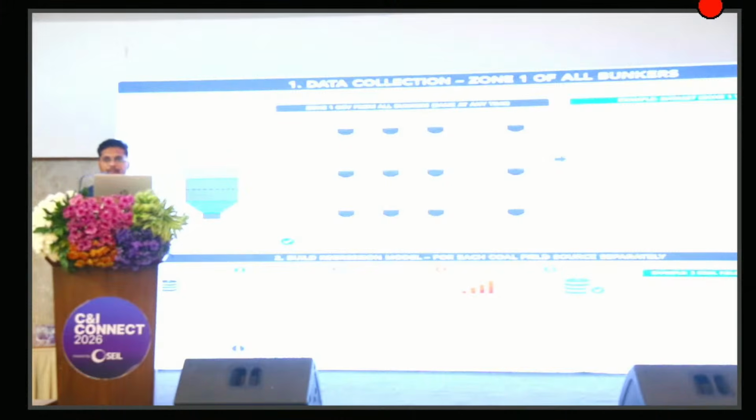So the relationship between the bunker. Whenever we receive the same coal source during running mills, a regression model is built. So, likewise, 16 regression models were built.